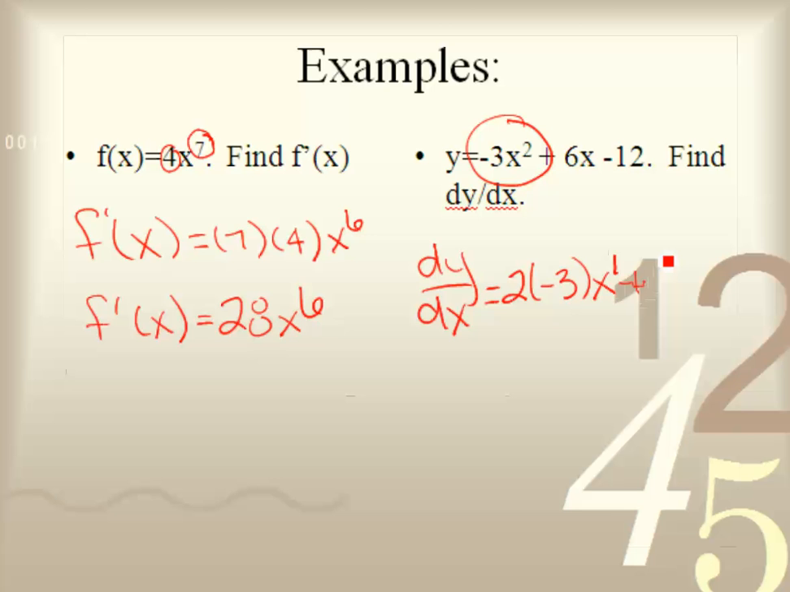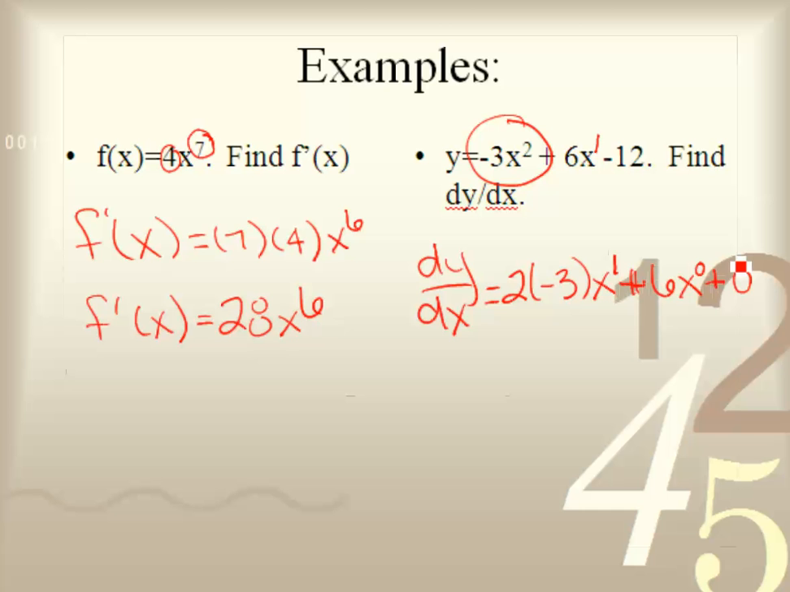Plus, we're going to take the exponent, which originally is 1. 6 times 1 is 6. It was originally x to the 1st power. Now it would become x to the 0. Minus, okay, now here we have negative 12. We don't have an x, so therefore we don't even have an exponent. The derivative of a constant is 0.